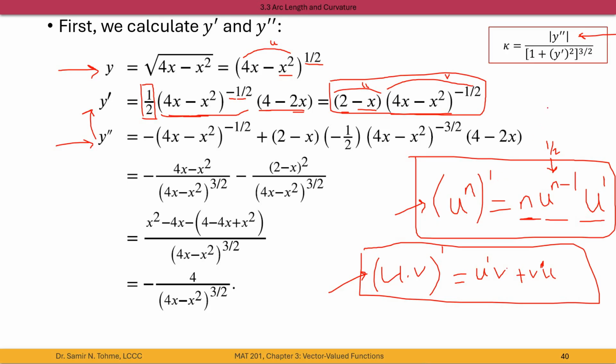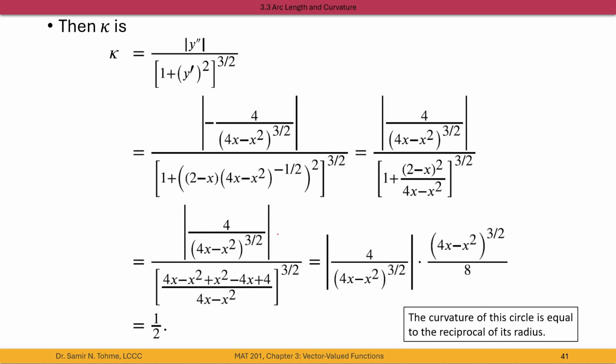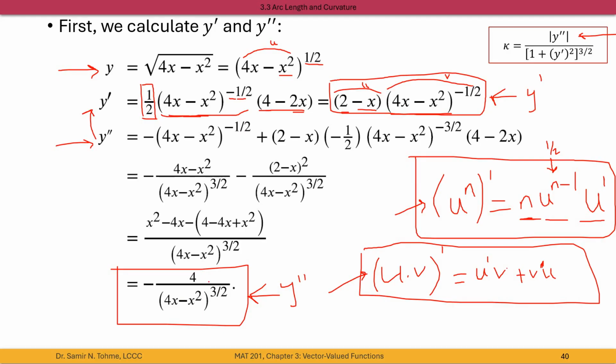Let's apply the formula after finding y prime and y double prime. Y double prime lies on the numerator of the kappa, so we're gonna write this one over here. So we solved this one. The result is y double prime is this one. Okay, and so we have this one is y prime, and this one is y double prime. Okay, let's now replace them in the equation.